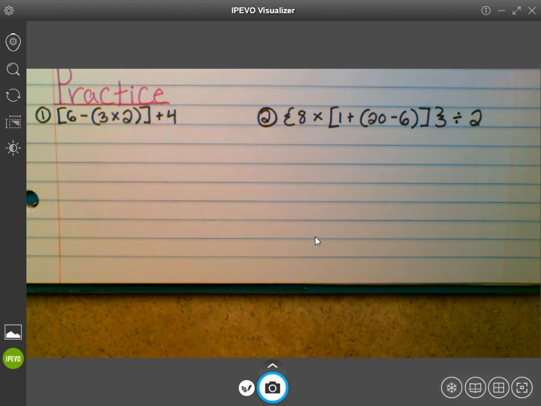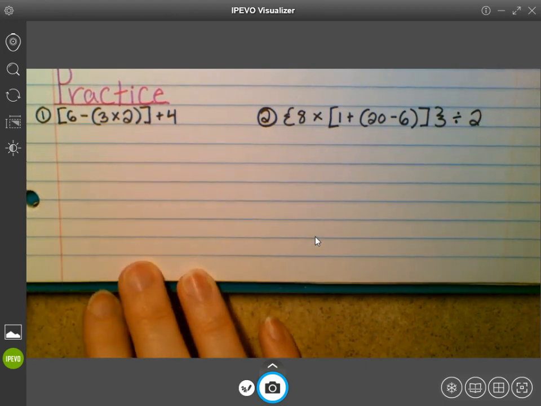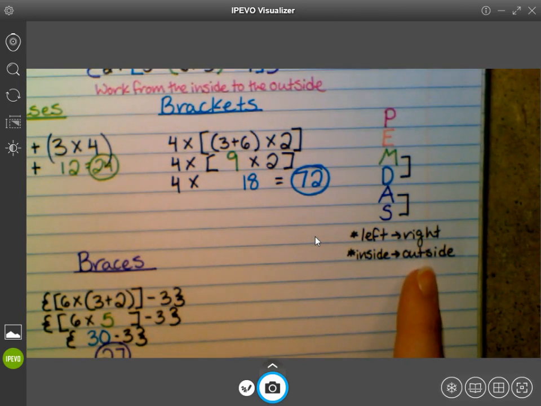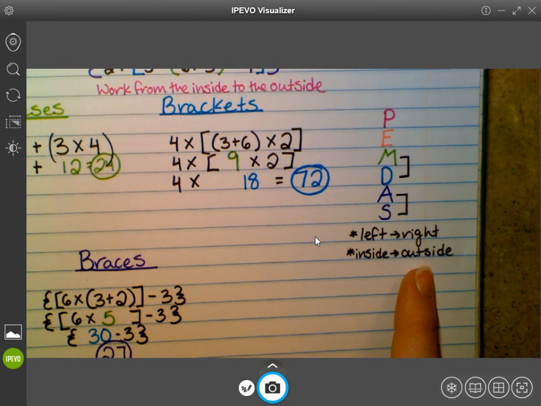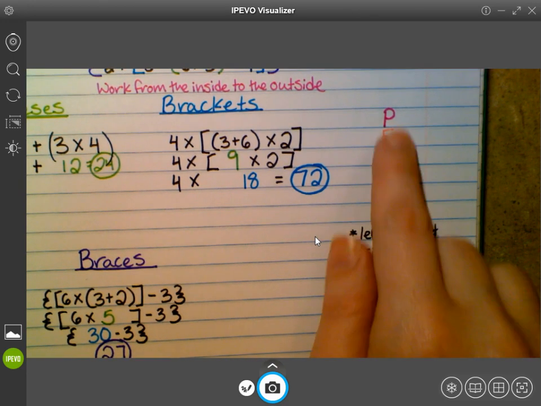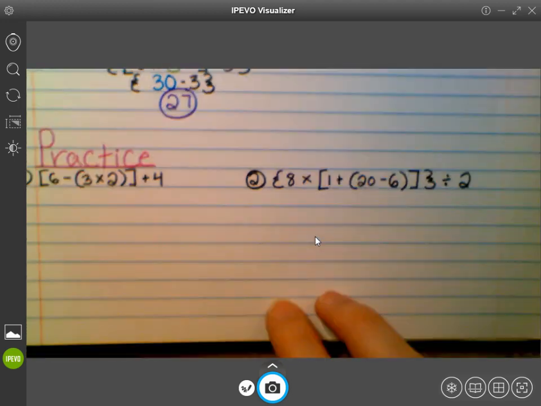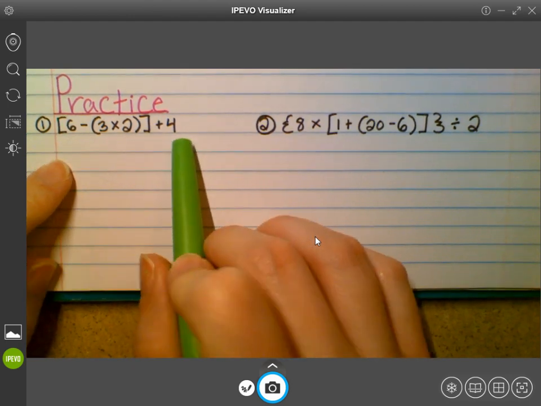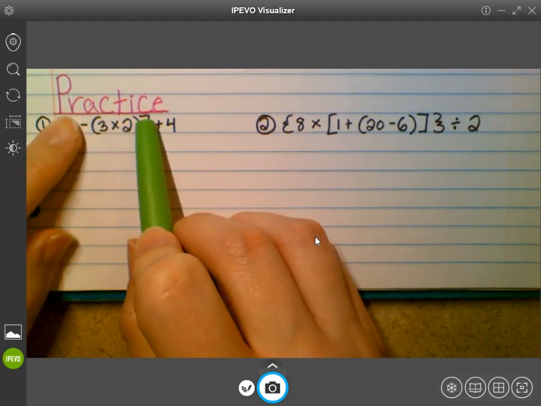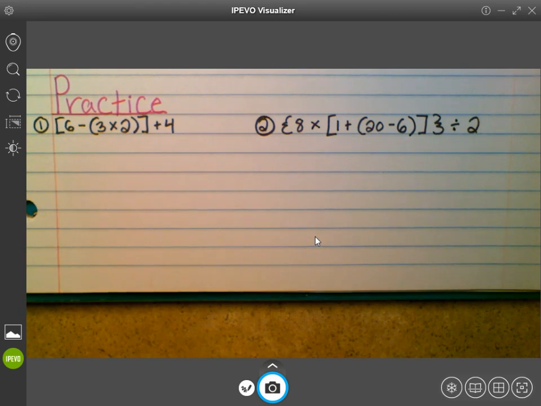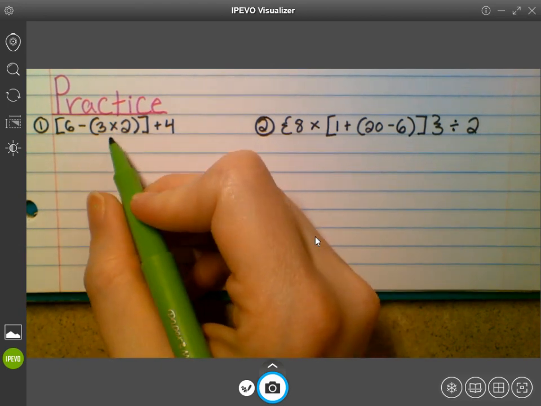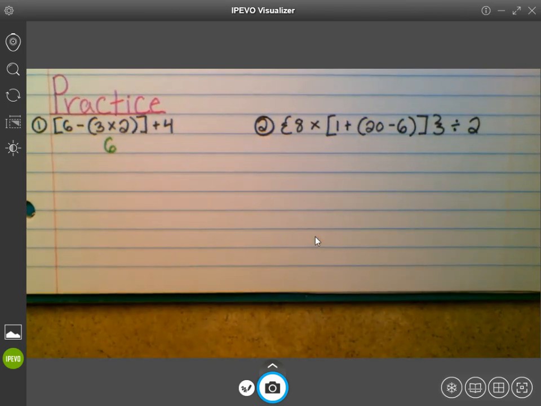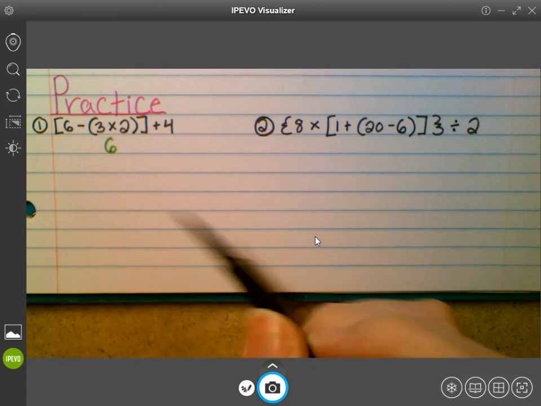All right, so starting with number 1. I know I need to work from the inside to the outside. Then if needed within each, whether parentheses, brackets, or braces, I work left to right and I follow PEMDAS. So if I go all the way inside, on the outside I have +4. Then I have brackets. Then I have parentheses. So I need to solve what's in parentheses first. 3 times 2 is what, 5th grade? 6. Yep, so 6. Then I bring down everything else that I haven't done yet.